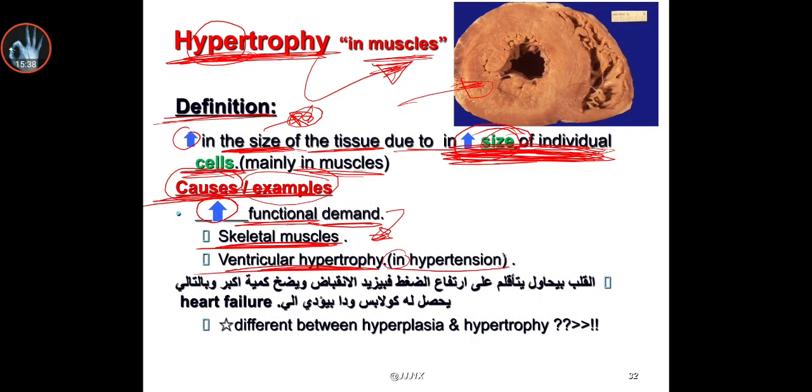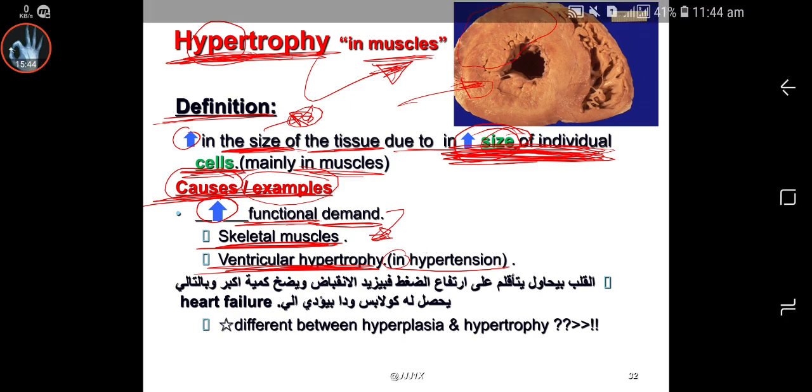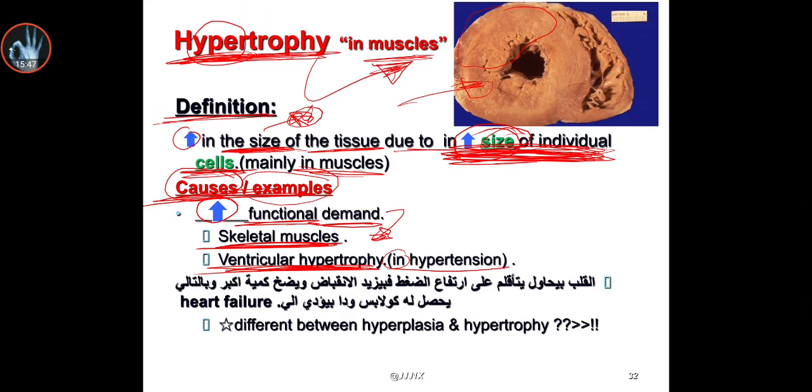Also another example we already talked about is ventricular hypertrophy, like for example in this. As you see, this is the ventricle of the heart, and it is huge. It's not normal. يعني الفنتركل البطين تبع القلب ضخم، وهذا نسميه ventricle hypertrophy، يعني زيادة في حجم البطين.